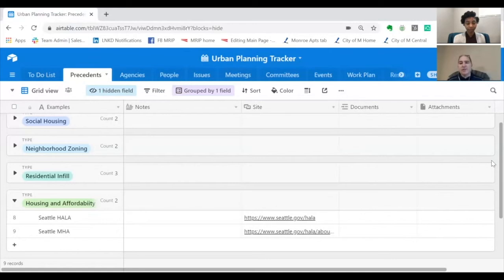So we need talented urban planners like yourself to really help us to understand what the mechanisms for affordability are, and to share good examples of where residential infill, good transportation planning also led to an increase in affordability.